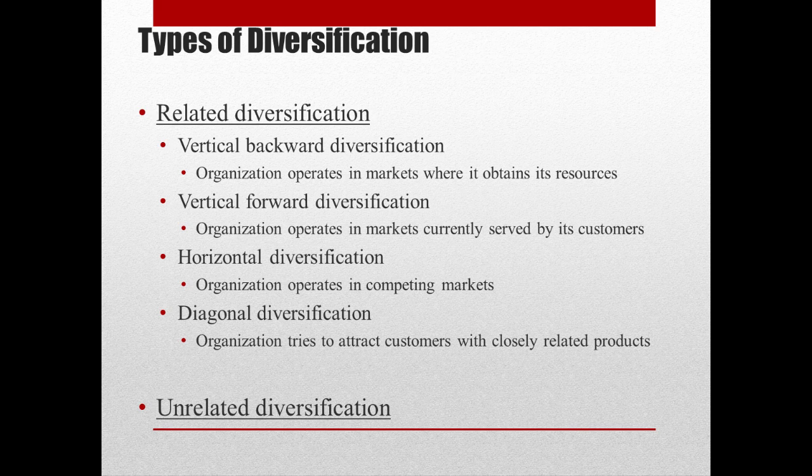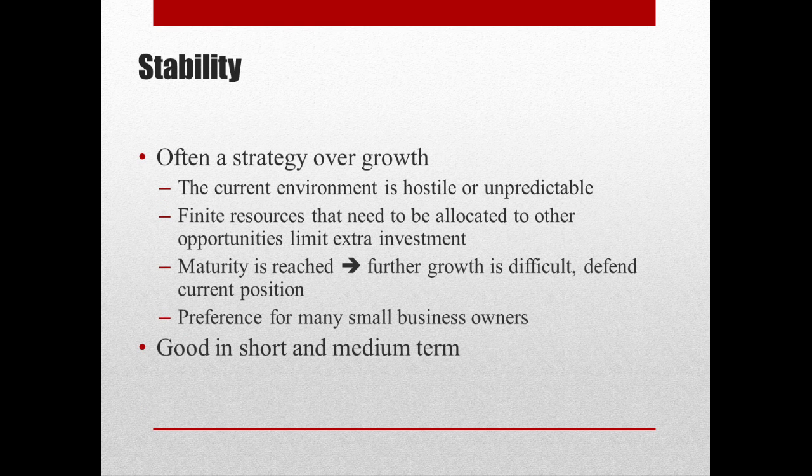Horizontal diversification is when an organization operates in competing markets. For example, a tour operator taking control of another tour operator. And diagonal diversification. This is when the organization tries to attract customers with closely related products. For example, a tour operator providing customers with special travel insurance. There is also unrelated diversification, where growth into products and market areas that are completely new are engaged in by the business. Another strategy is stability.